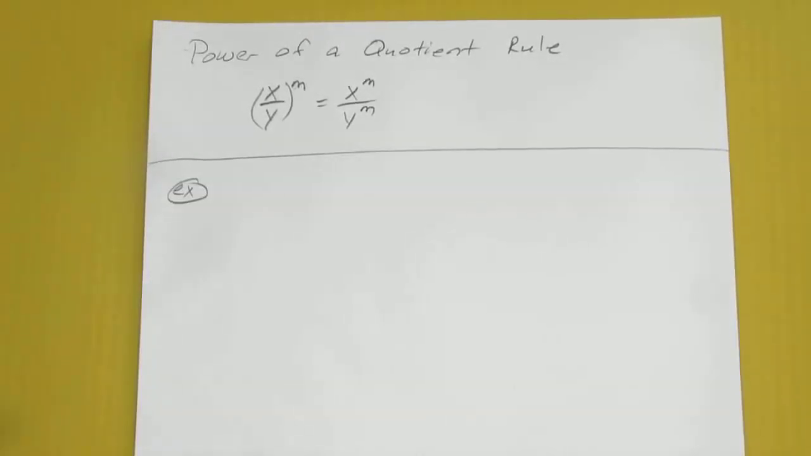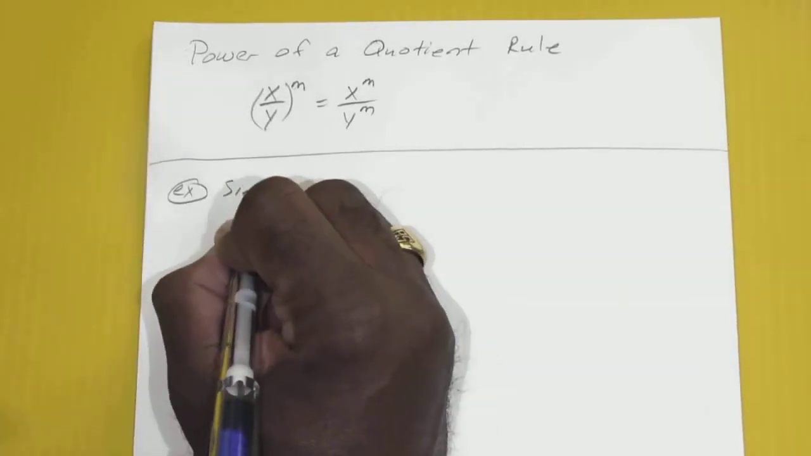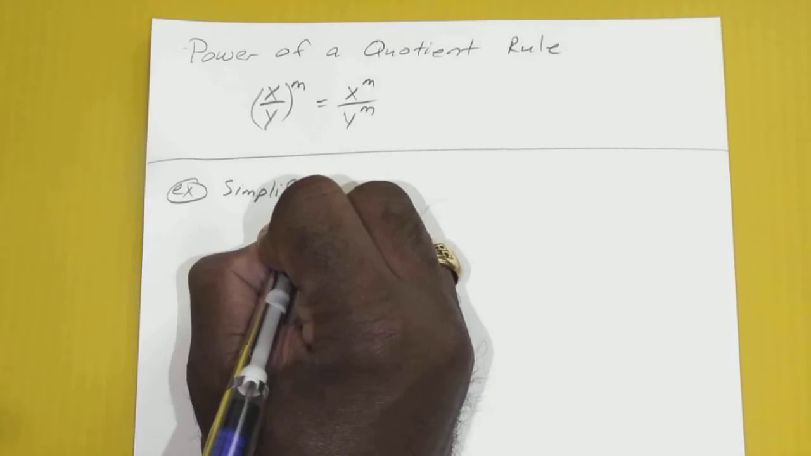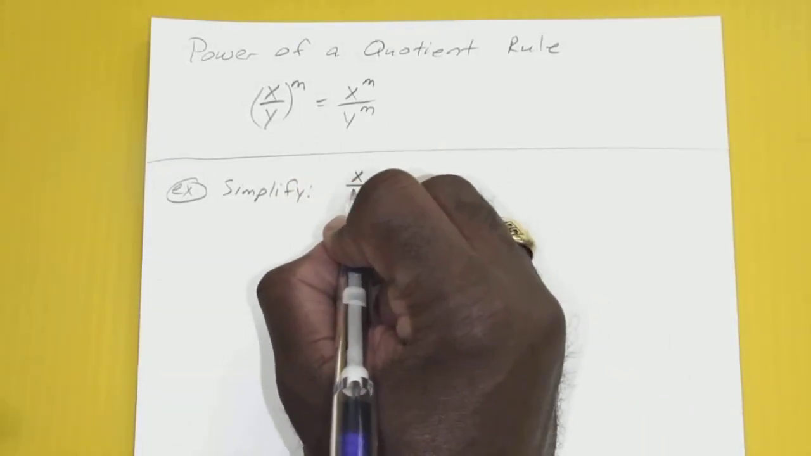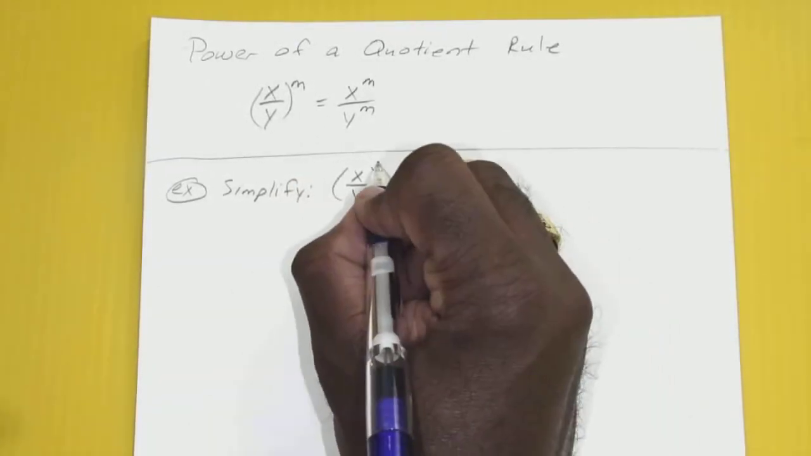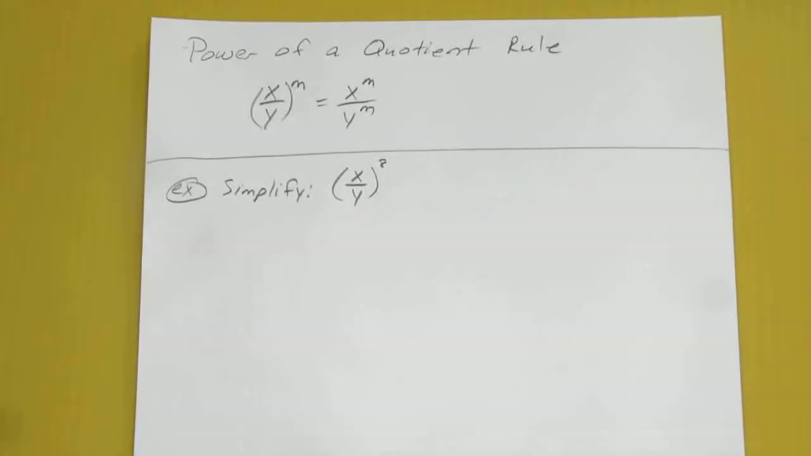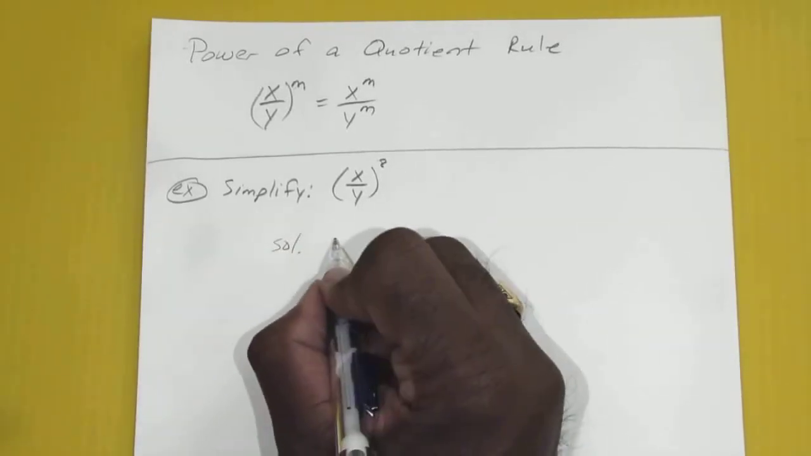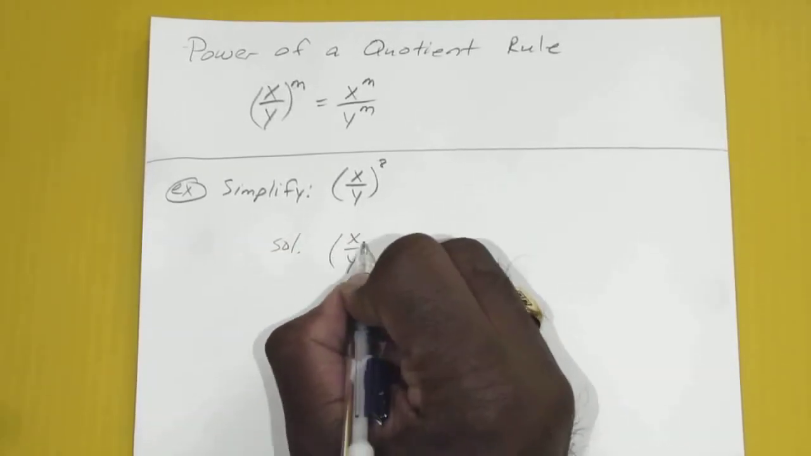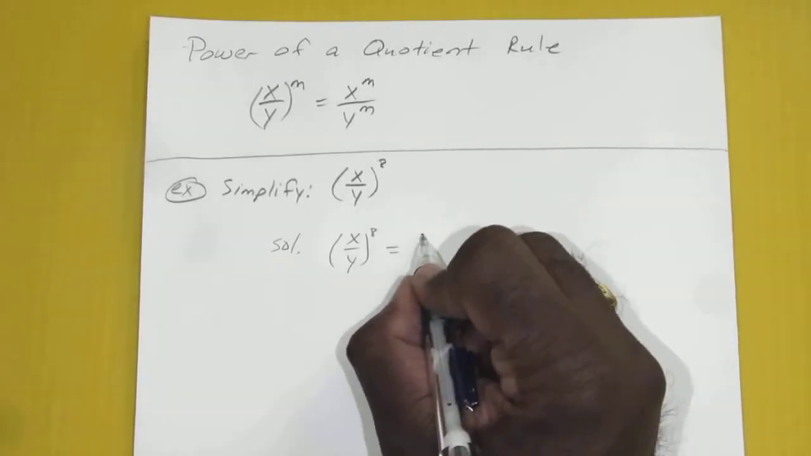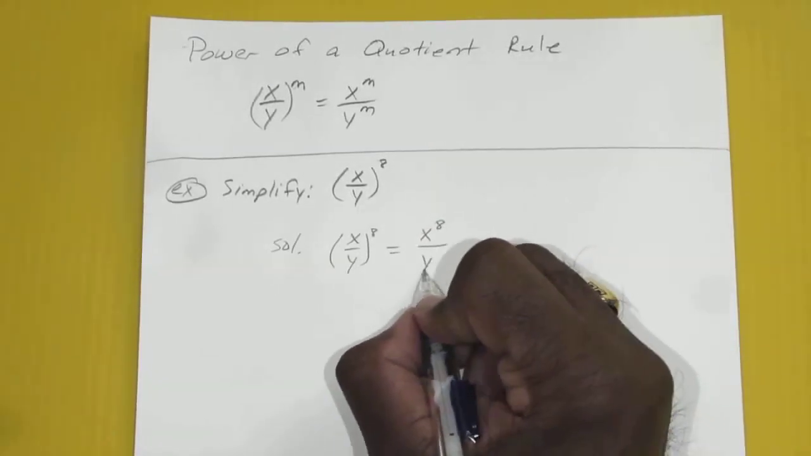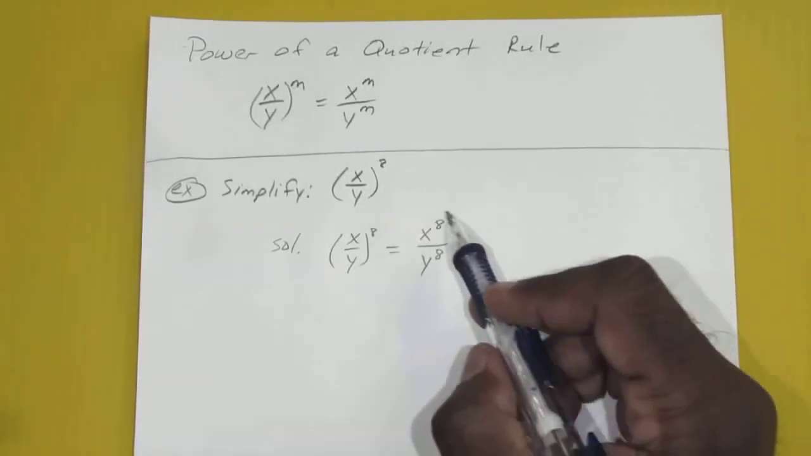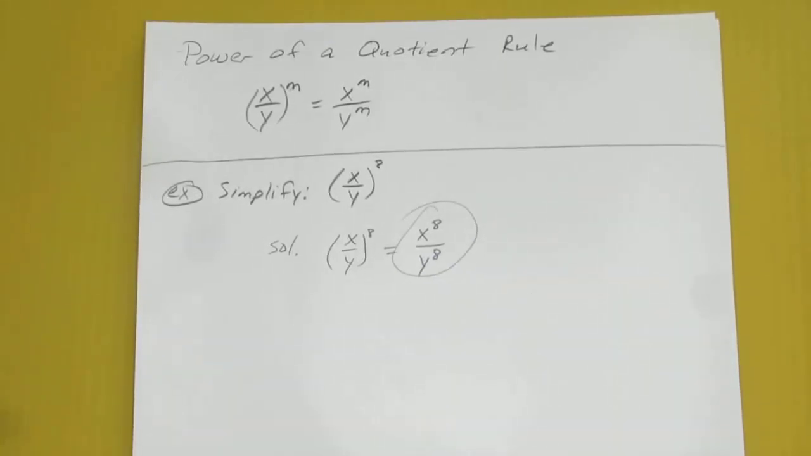You distribute it to both with this one too. So for example, say if we wanted to simplify x over y to the 8th power. x over y to the 8th power is just x to the 8th power over y to the 8th power. All you did is just distribute the exponent.